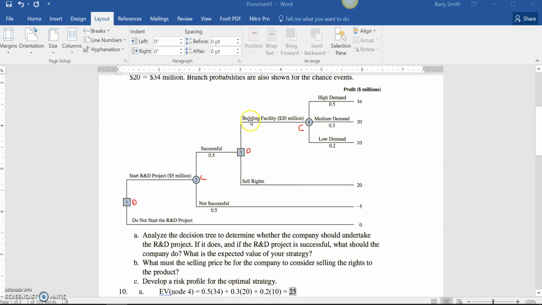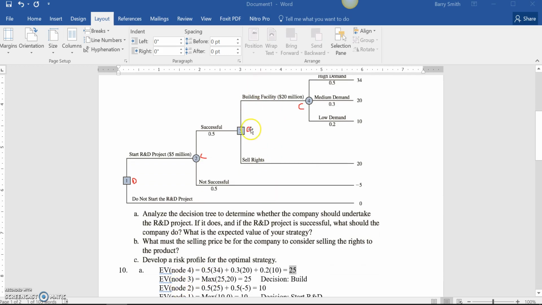So then what we see is that's going to be what's out here for building the facility, and the sell rights is at 20 million. And so what we need to do is find the max between this one and this one. So node 3 is the max of 25 and 20. Well, that's 25, so node 3 is now 25, and the decision is to build the facility.